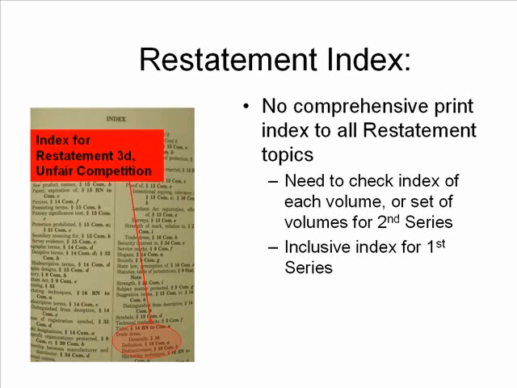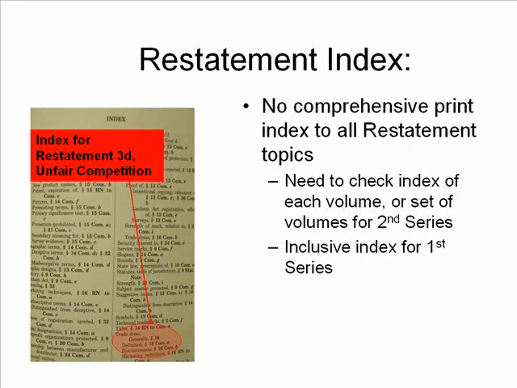The restatement index, as said before, there is no comprehensive print index to all restatement topics. There was an inclusive index for the first series of Restatement of the Laws, but for the second and third series of the restatements, you'll need to check the index of each volume, or in some cases for particular sets. So, for example, the Restatement Second of Contracts is a multi-volume set. There is a comprehensive index for those multiple volumes of the Restatement of Contracts.